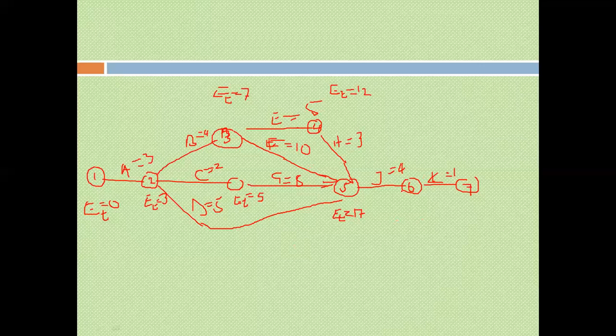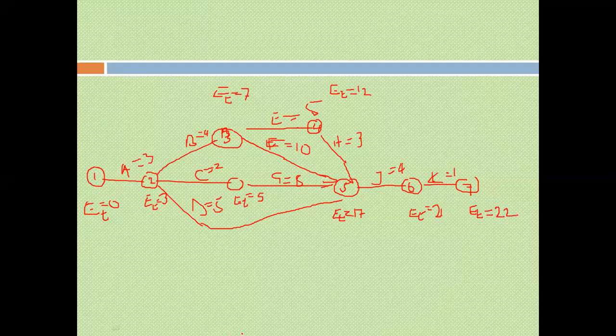We are picking the longest route because by the time J begins, all these other events must have completed. So we have to wait for the one which is taking the longest to complete. Now from there you come here, the ET for this will be equal to 17 plus 4, which gives you 21. And then the ET for this is simply 21 plus 1 to give you 22.